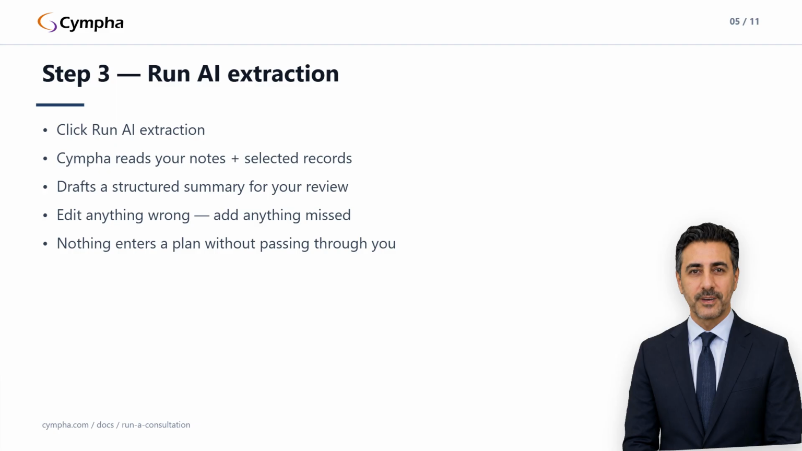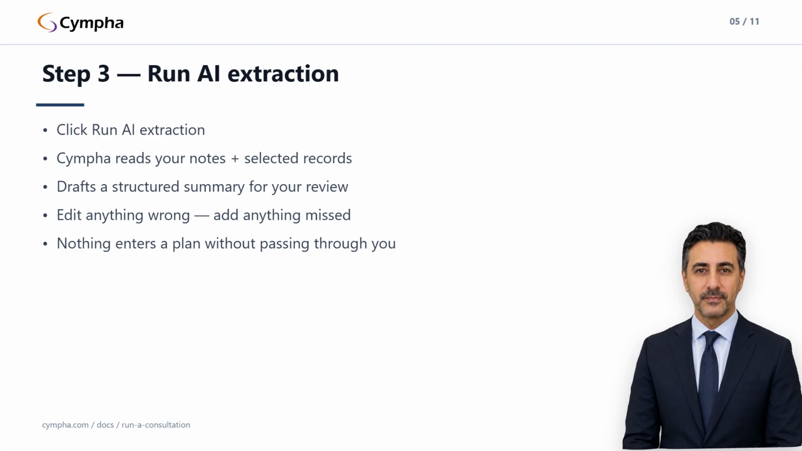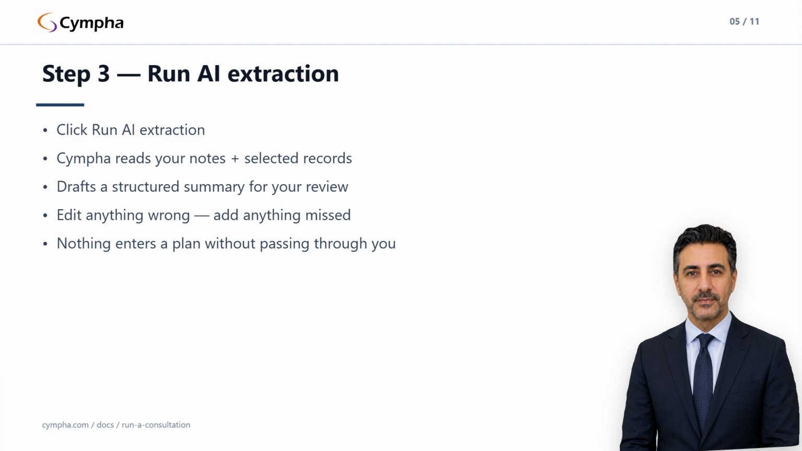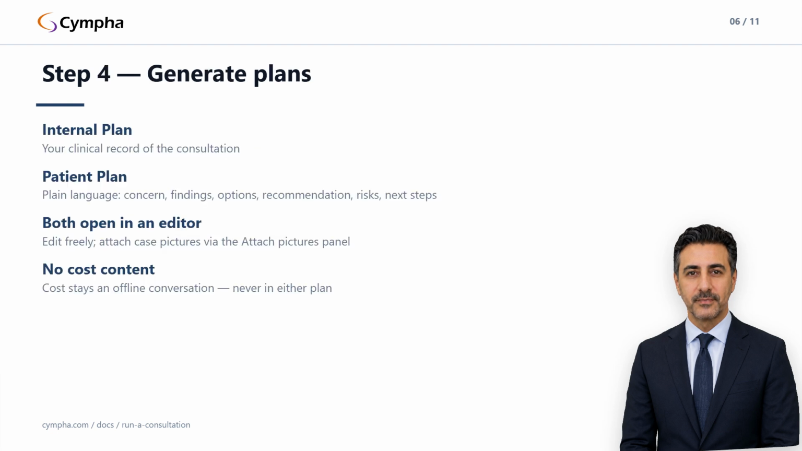And here's the tip from the written guide, because it trips people up: don't fight the extraction later. If something is wrong, fix it now, at this step before generating plans. The plans build on what you approved here, not on the raw draft, so a correction made now propagates. A correction skipped now has to be repeated in 2 documents. Step 4. Click Generate Plans, and Cympha helps you draft 2 documents at once.